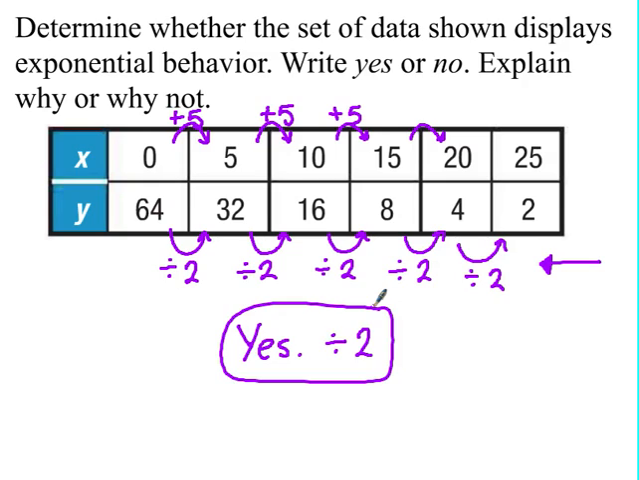It has to be on y, not x. Yes, it has to be on the y. The x does not matter. The reason why I had you look at the x is because you want to see that it does the same thing in intervals of 5. So if we would have gone 0 to 5, and then 5 to 15, and then 15 to 30, and then these would have all been divided by 2, that wouldn't have quite been exponential behavior because these weren't the same intervals up above.